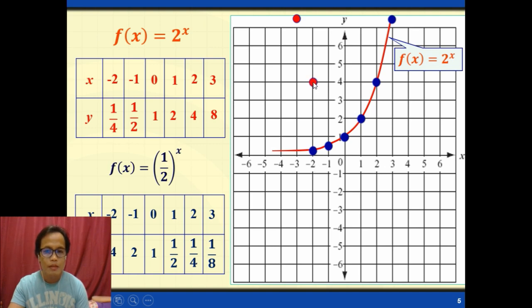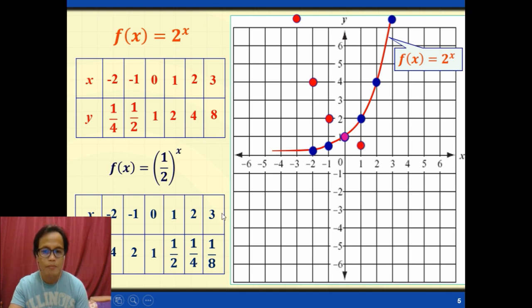Kaduha. Next, this is negative 1 and positive 2. Okay, third point. Kaupat. 0 and 1. So natong point dira. Sunod, 1 and 1 half. X is 1, y is 1 half.